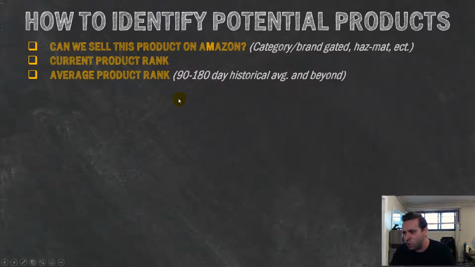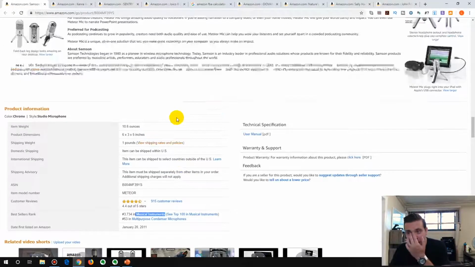And you can see here I also wrote in parentheses, 90 to 100 day historical average and beyond is what I look at. I tend to look at what the average rank is over the last 90 days and then kind of get an idea of what the average rank is over the last year. Those are the 2 bits of data that I look at when analyzing a potential product. And one of the tools that I use to do that is Keepa. So I'll show you guys how to do that.